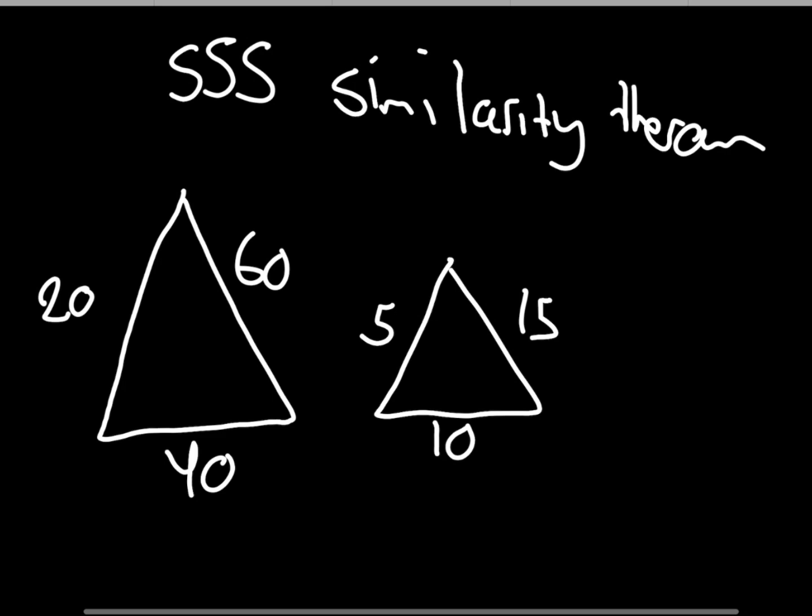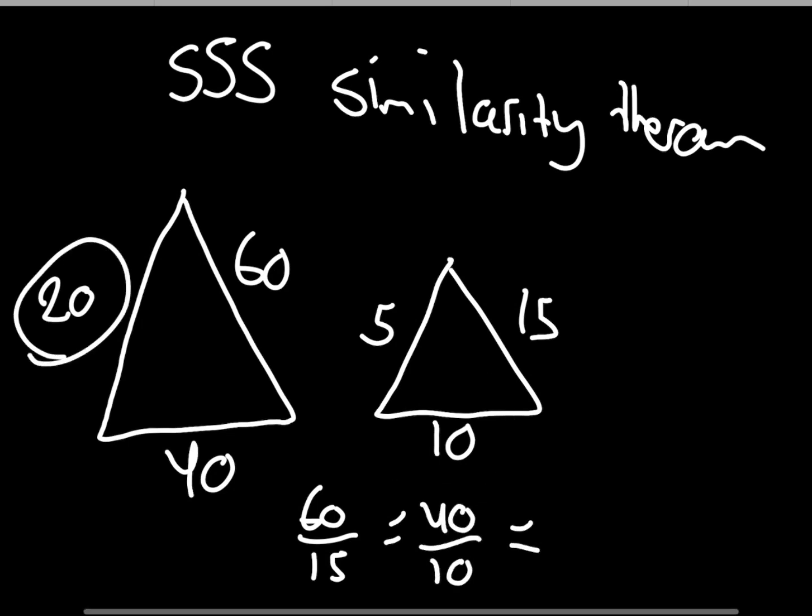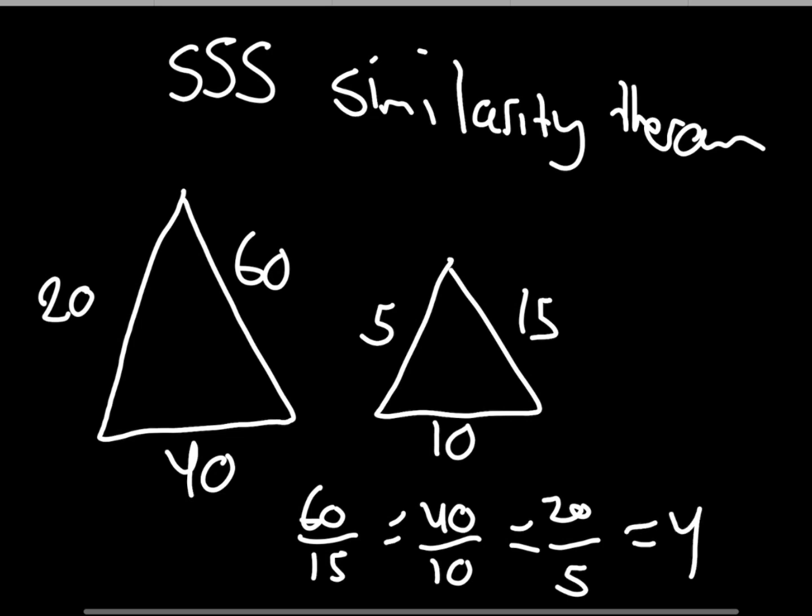So big side divided by this big side is equal to medium side divided by medium side. I'm just saying, if this was true, and in this case this is true, well, you have yourselves similar triangles. So 60 divided by 5, that's going to be 4. So all of this equals 4, right?